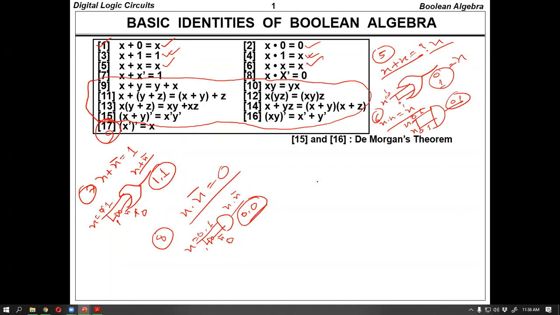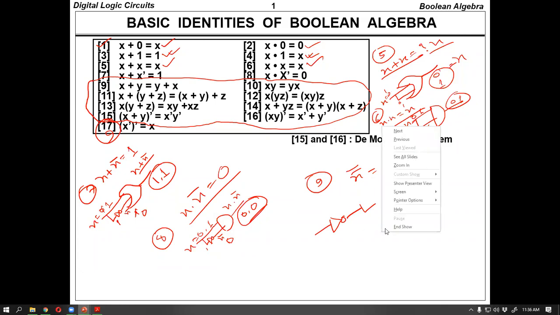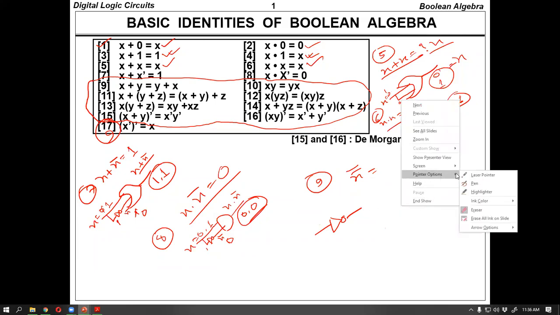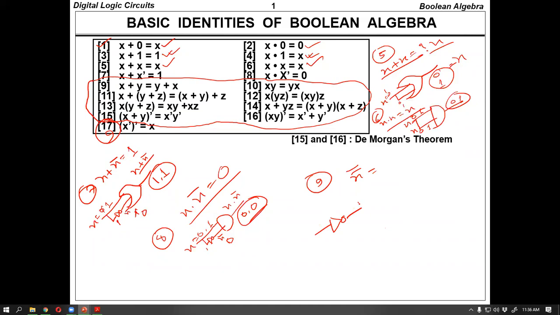Okay, so now 9 number x double bar. So x double bar means bar vanish. Bar is bar, this bar and this bar vanish. So output is x. Now we check. Suppose this your NOT gate and another NOT gate. So now suppose this is the X. So this is equal to X bar and this X bar. So this is equal to X double bar.